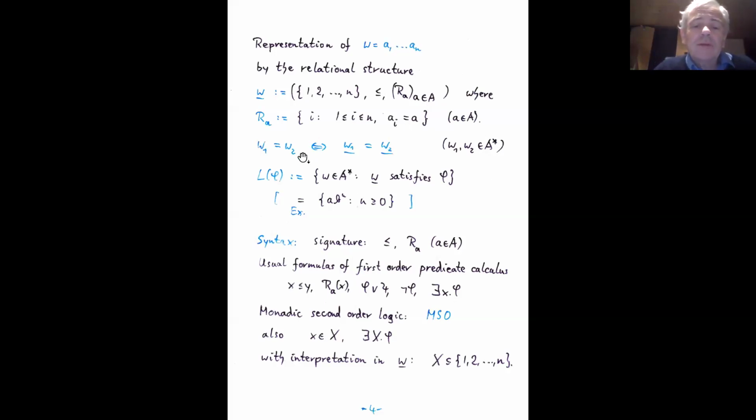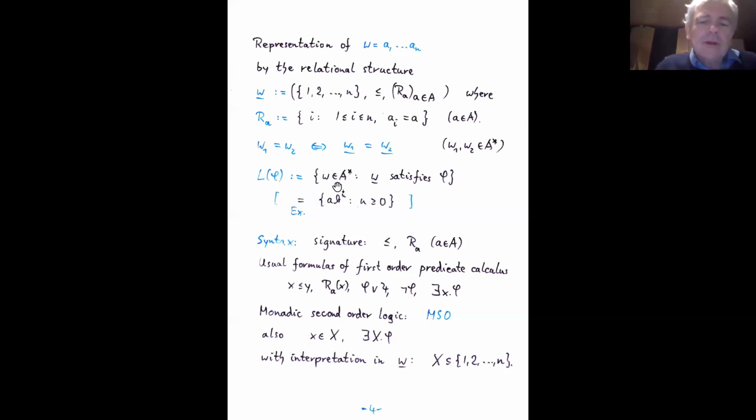Now, clearly, if w1 equals w2, then the two relational structures are the same, but more importantly, when they are the same, also the words are the same. So really, they represent precisely the words. And this is easy to see because if they are the same, the underlying sets are the same. So the two words have the same length. The ordering is the same, that's clear, but also for all letters a, R a is the same. So R a are those positions where we have an a. So i belongs to R a for w1 if and only if it belongs to R a for w2. So we have an a at position i in w1 if and only if a is also in position i at w2. And if we have this for every letter, then the two words must be equal.